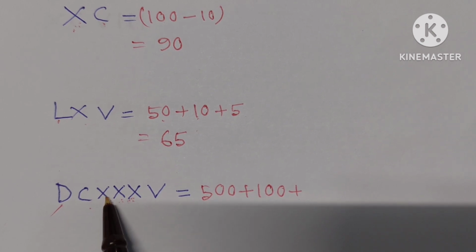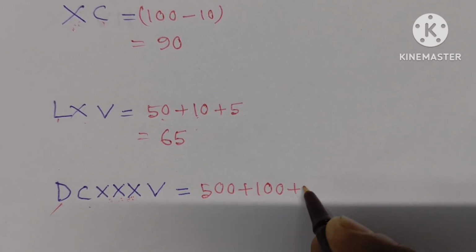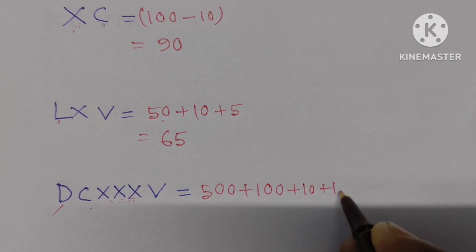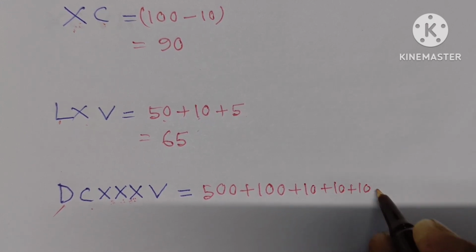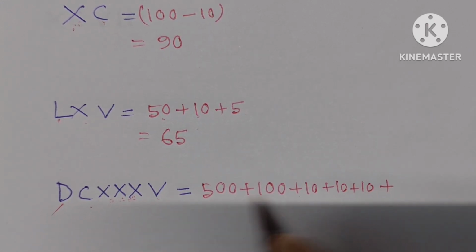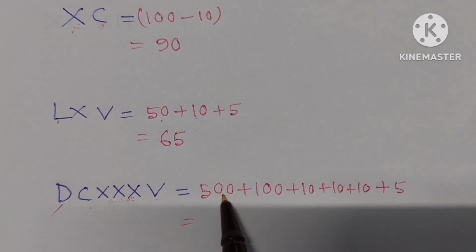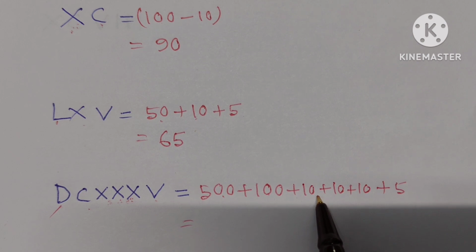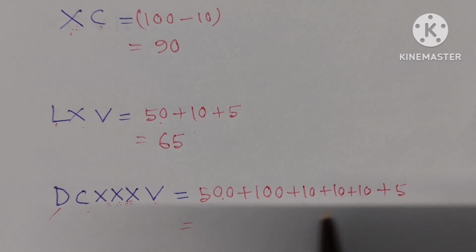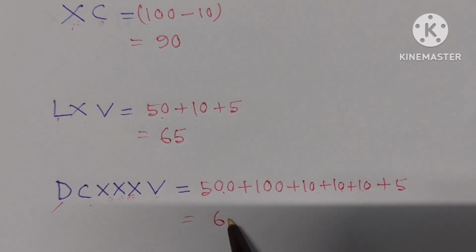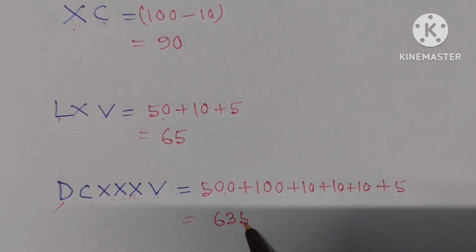Three times, that means X represents 10. That means 10 plus 10 plus 10, plus V represents 5. If we add, what I get: 500, 600, 10, 20, 30, 35. That means 635.